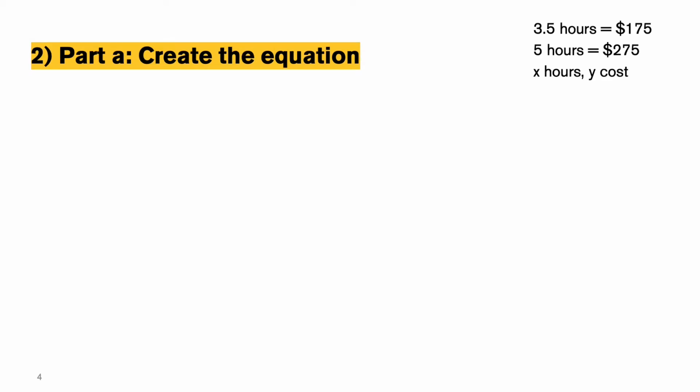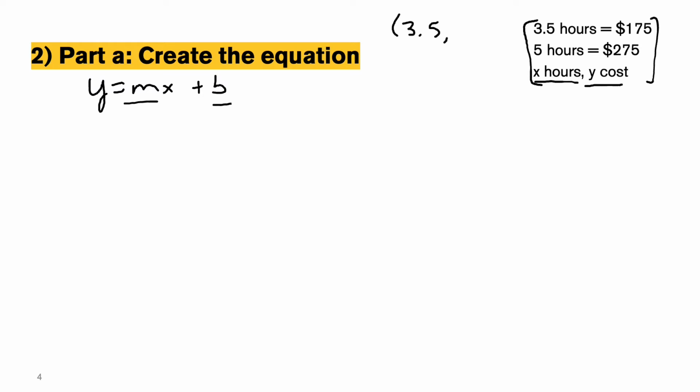So now that we have our information, we've copied it to the top right over here, we can start creating our equation. So remember that linear equations have the form of y equals mx plus b, where m is the slope and b is the y-intercept. So the first thing that we're going to want to do is rewrite this information into points that we can use. So we know that x is in hours and y is in cost or dollars. So our first point is going to be 3.5 and 175, and then our second point will be 5 and 275.